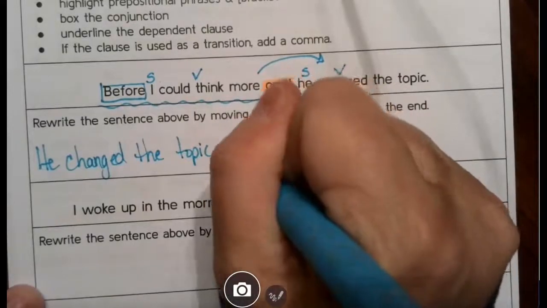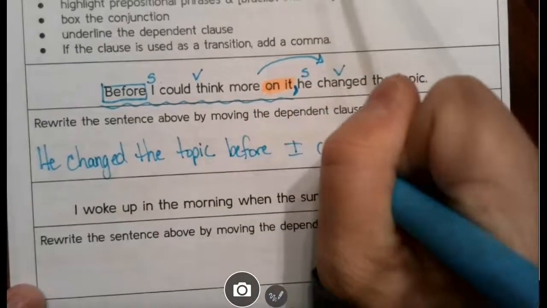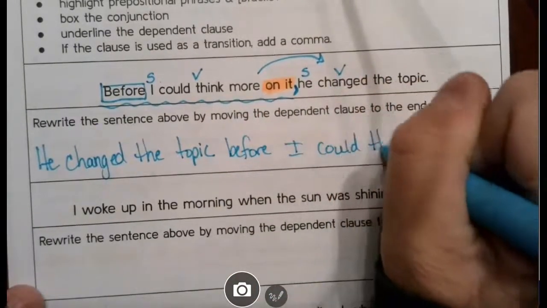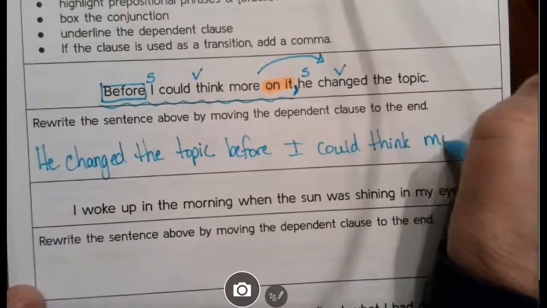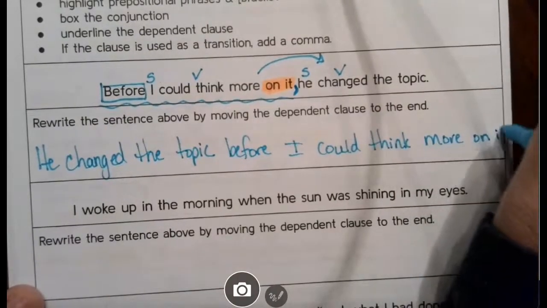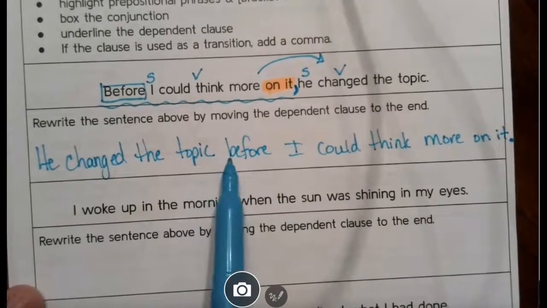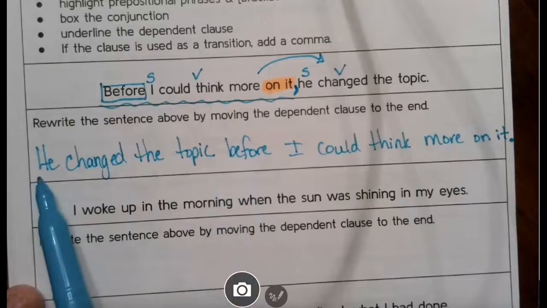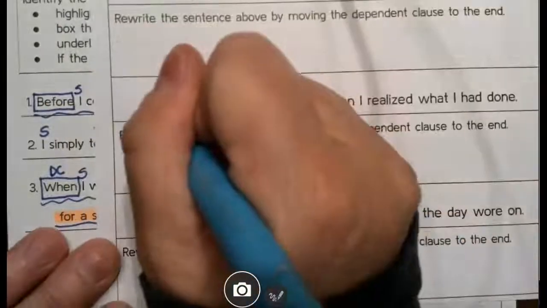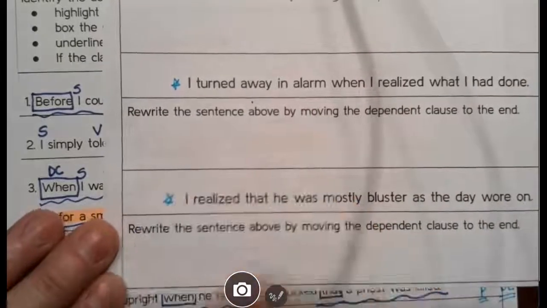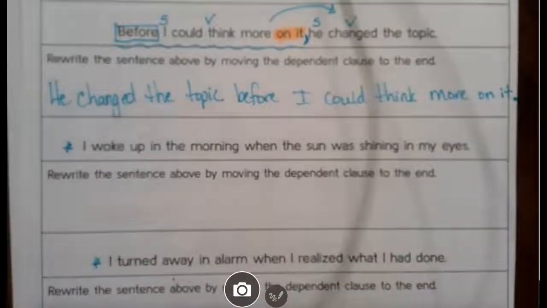before I could think more on it. And since it's moved to the end, I don't need a comma. Here's my subordinating conjunction. Now it's not at the beginning, so no comma. So you've got 1, 2, 3 more on this page that you're going to practice and you're going to rewrite.